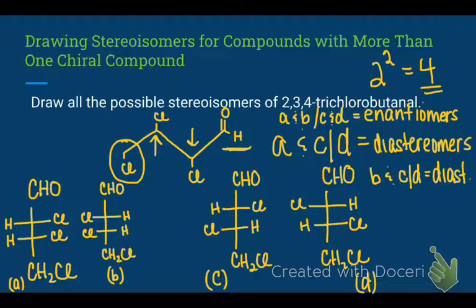So A and B and C and D are enantiomers, but A does not have a relationship with C, nor does it have a relationship with D. They're not mirror images, and they're not superimposable either. So because they're not enantiomers, we call them diastereomers. So A would be a diastereomer of C and D, and B would also be a diastereomer of C and D.